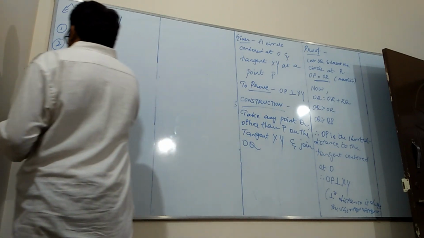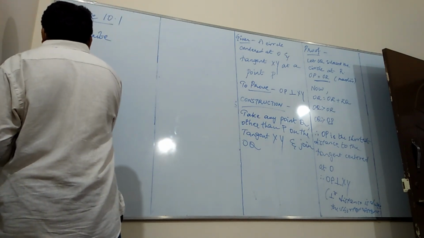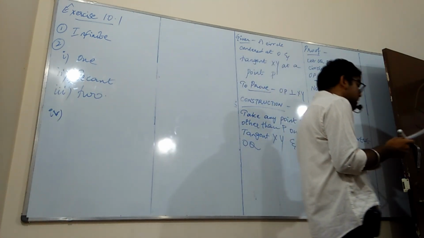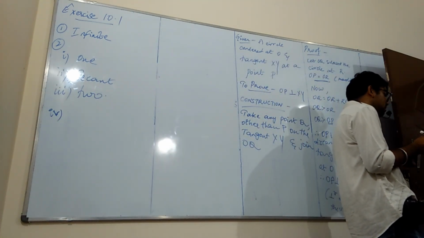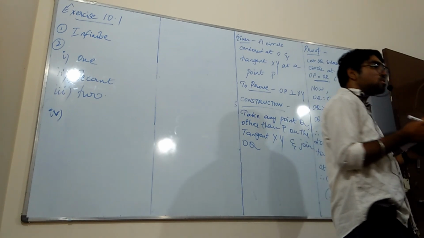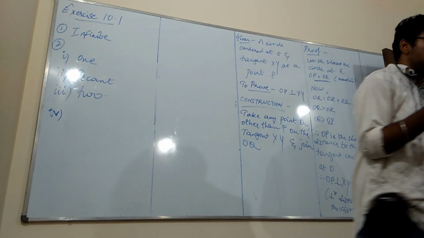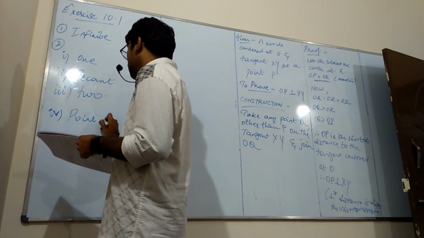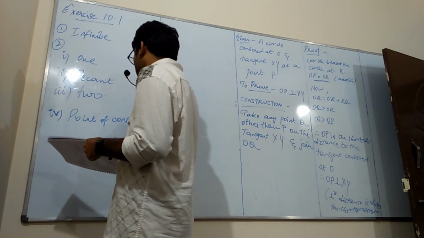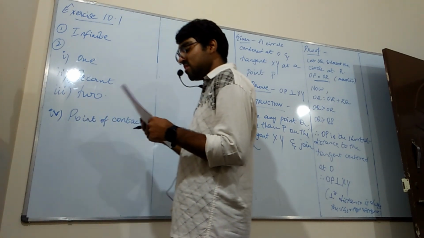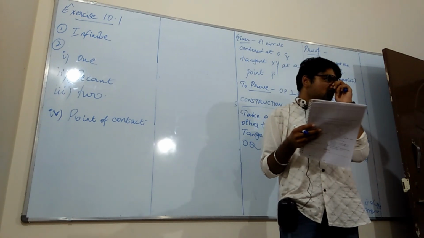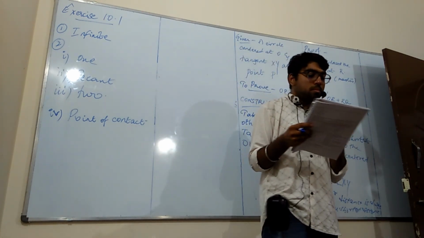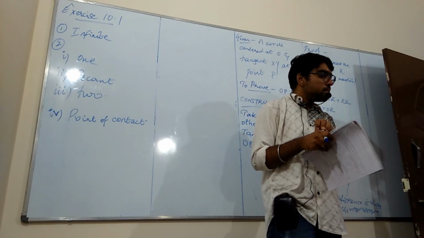Fourth one. I want people to tell whose school has not done the lesson. The common point of a tangent to a circle and the circle is called the point of contact. Okay, we'll go to the third question.